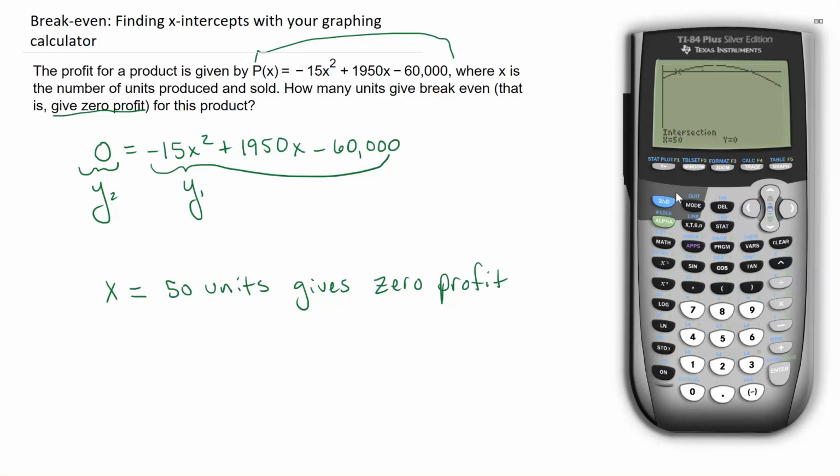And then we do it again. Second, calculate the intersection, and we move this over this way so that we get closer to the other intersection. So the calculator knows which intersection we want. Enter, enter, enter. There you go, and it looks like 80. So x also equals 80 units, which gives 0 profit.